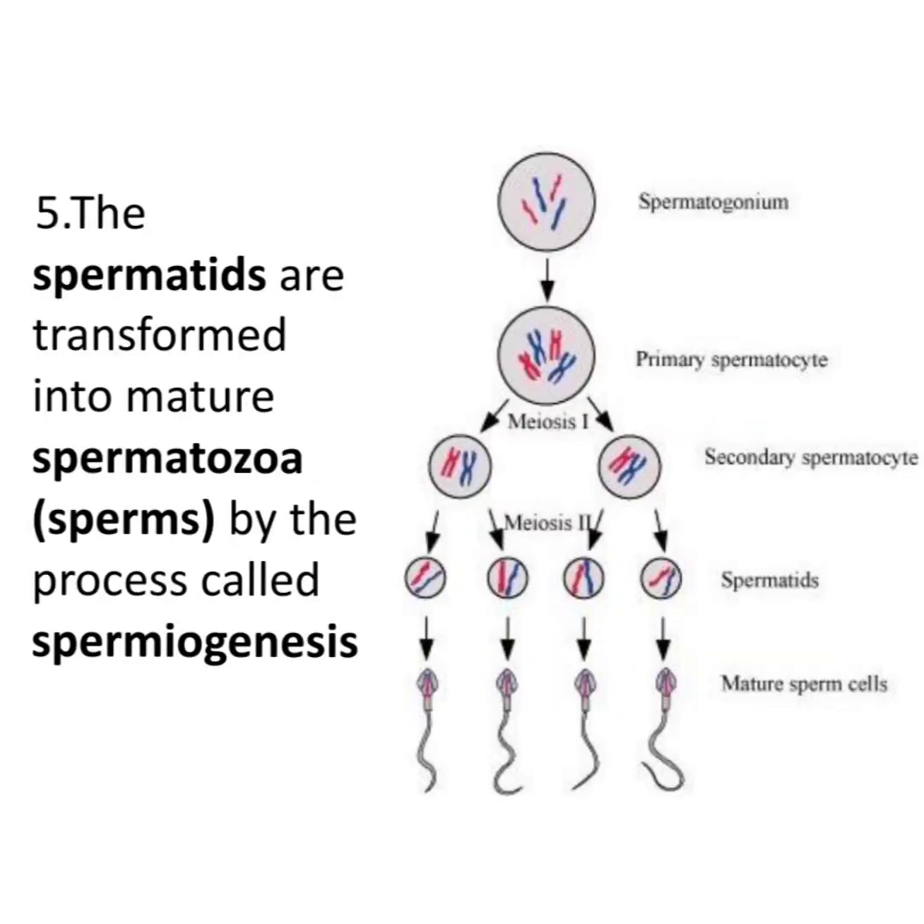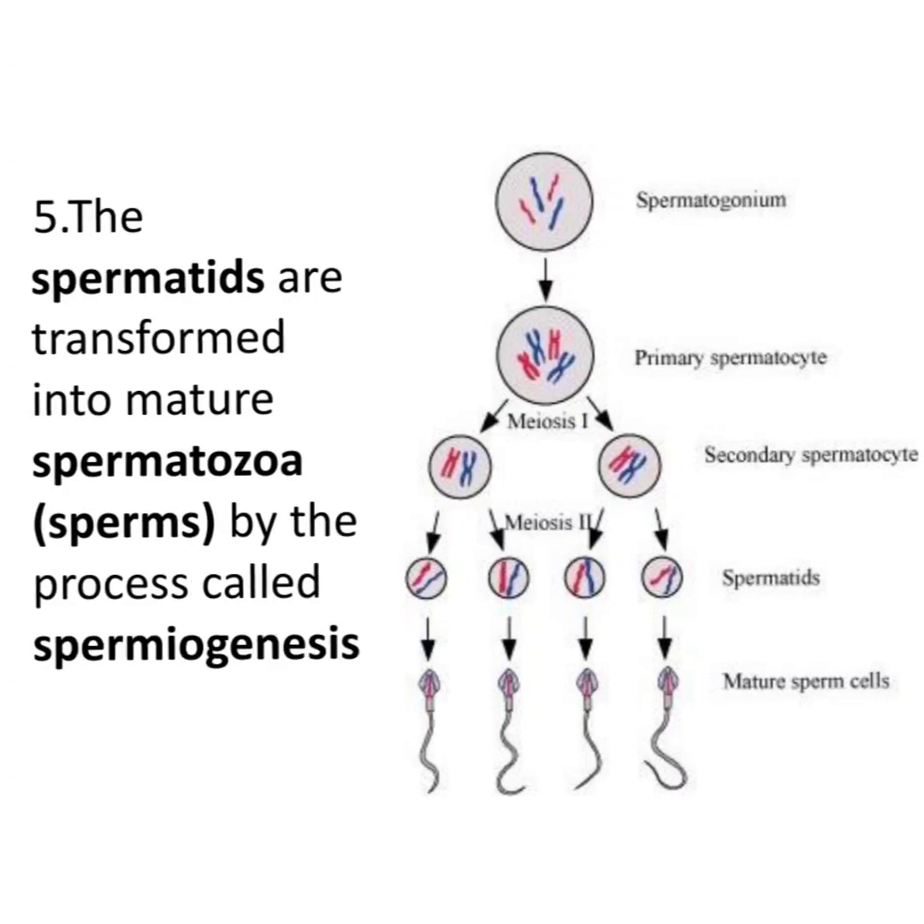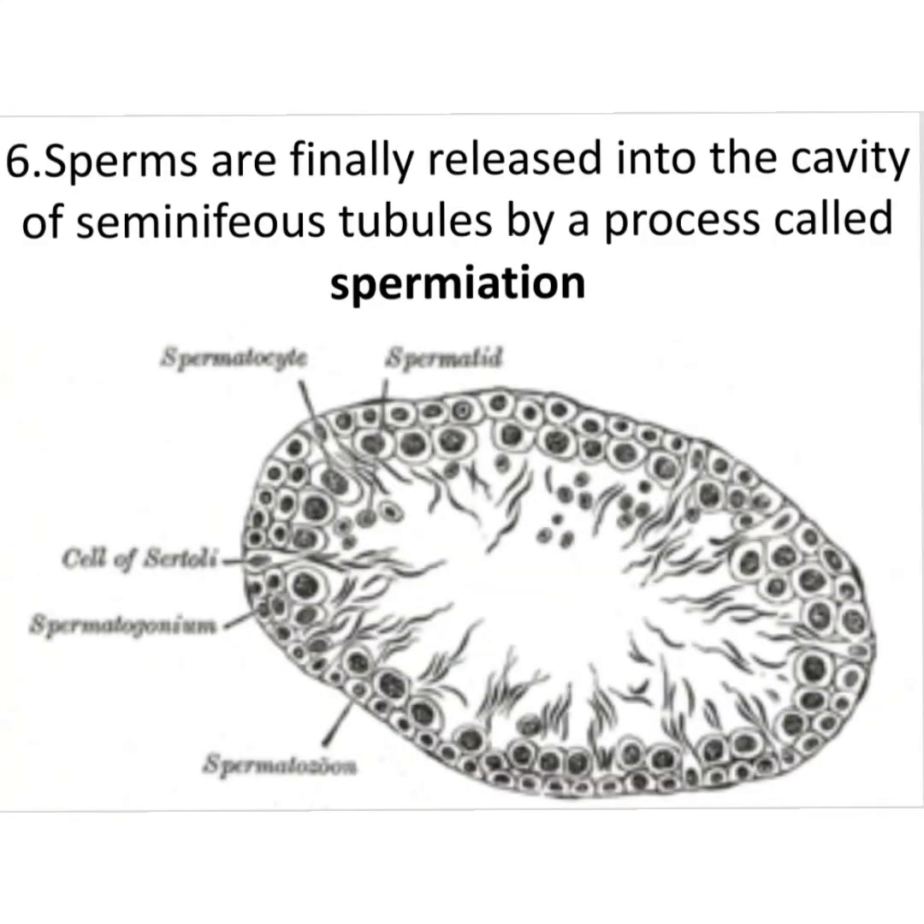Now what happens to the spermatids? The spermatids are transformed into mature spermatozoa, and the process that converts the spermatids to spermatozoa, or the sperms, is called spermiogenesis. Now, what happens to the sperms that are formed? They are released into the cavity of the seminiferous tubules. And the process of release of the sperms into the cavity of the seminiferous tubules is called spermiation.